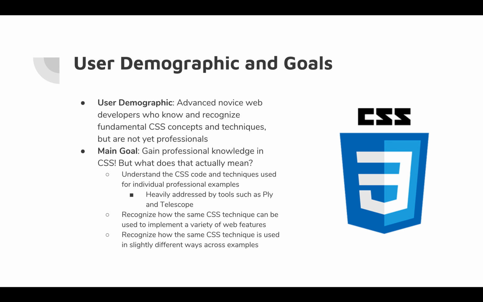But what does that actually mean? Well, to start off, professionals will understand the CSS code and techniques used in individual professional web examples. And this particular aspect of professional knowledge is heavily addressed by tools like Ply, Telescope, and whatnot. But there are other types of knowledge that a professional should have, such as recognizing how the same CSS implementation technique, such as CSS Grid or CSS Flexbox, can be used to implement a variety of web features, and also recognize the nuanced differences in how you can apply that same technique in different ways.